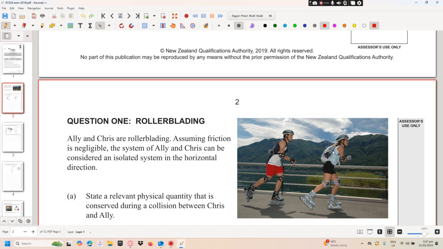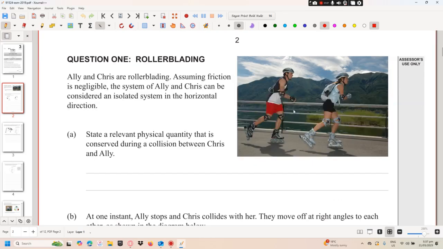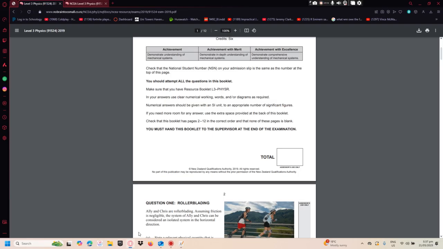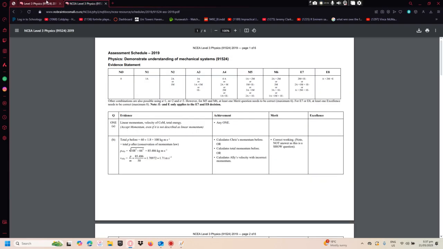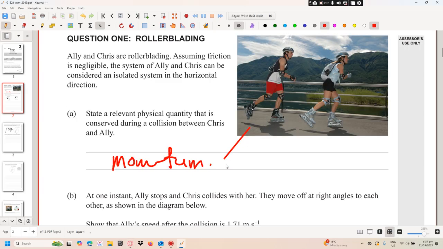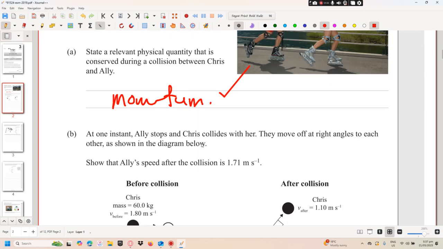Excellent. Okay. State the relevant physical quantity that's conserved during a collision. I reckon this is going to be momentum. Let's have a look. Oh, let's go. We got it right. What a great start that is.